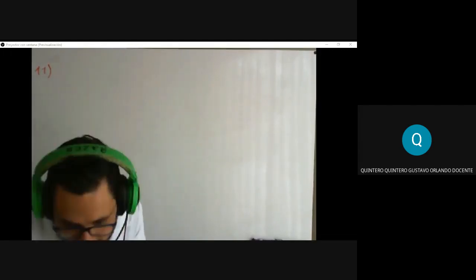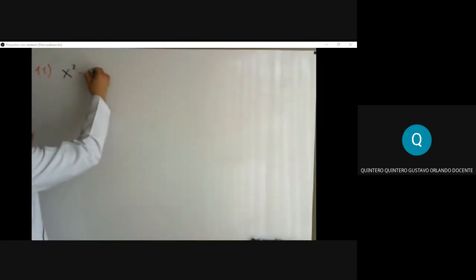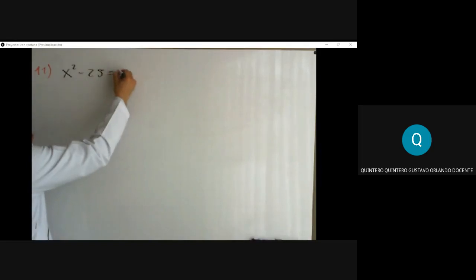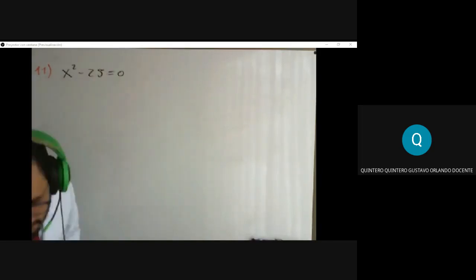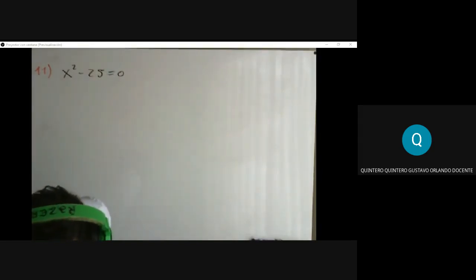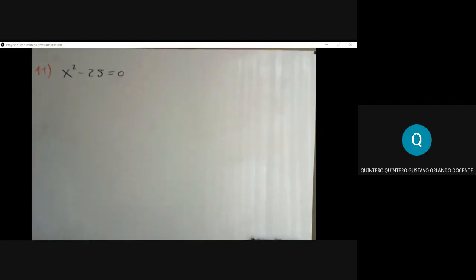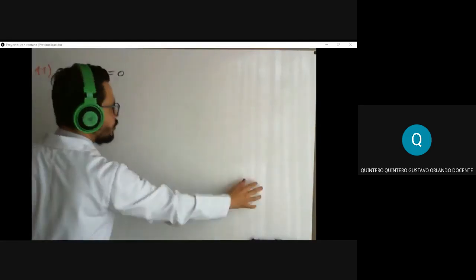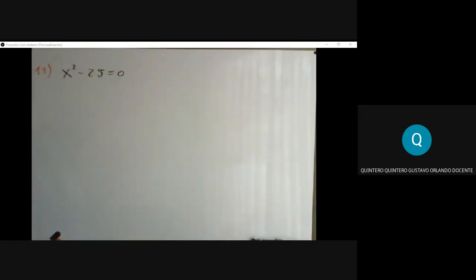Okay, number 11 says x squared minus 25 equals 0. Okay, this is an exercise that can be solved in two ways. This exercise can be solved by doing the square root method or by factorizing. I'm going to show you how to factorize it here, and then over here, I'm going to show you the square root method.